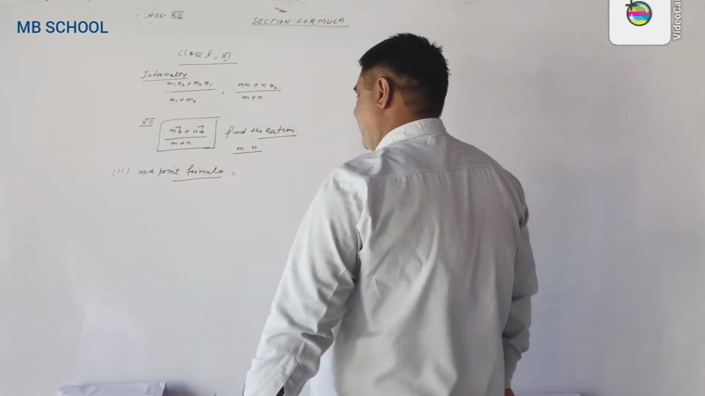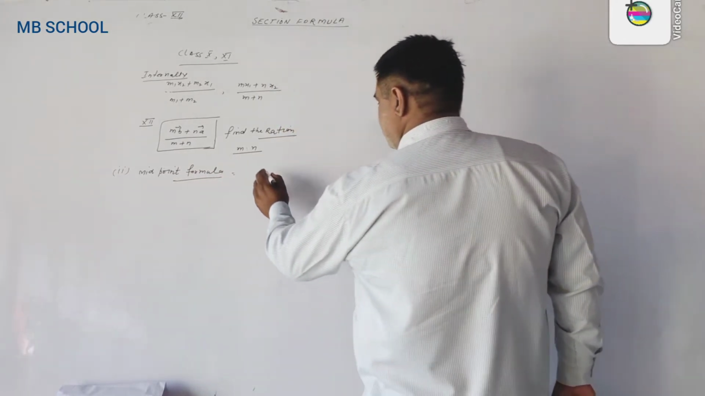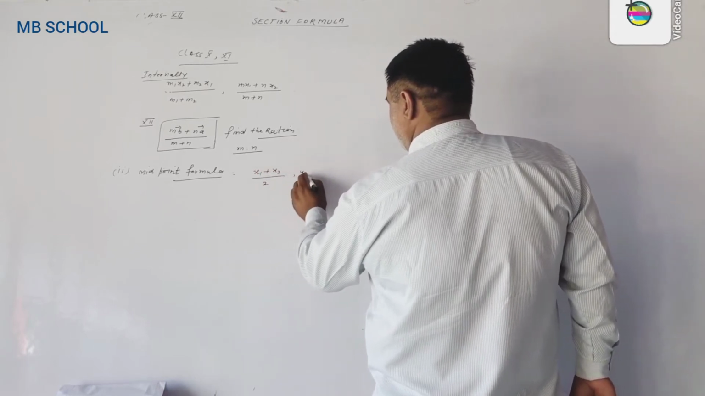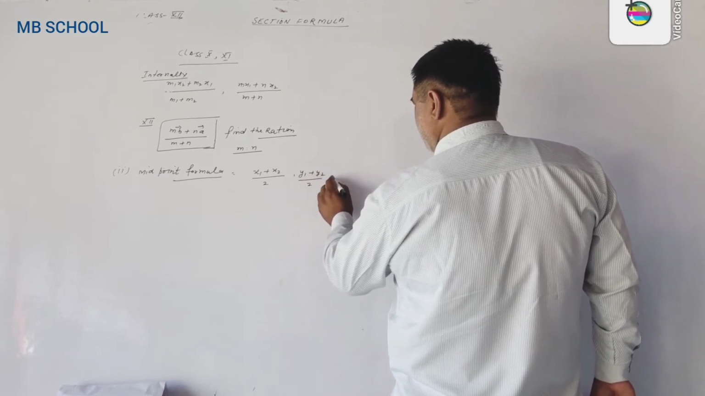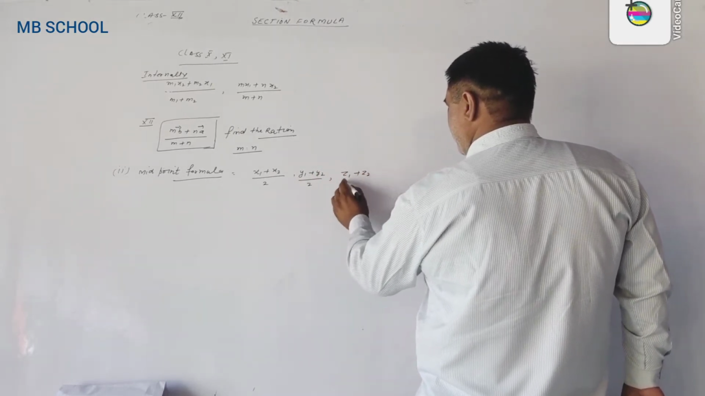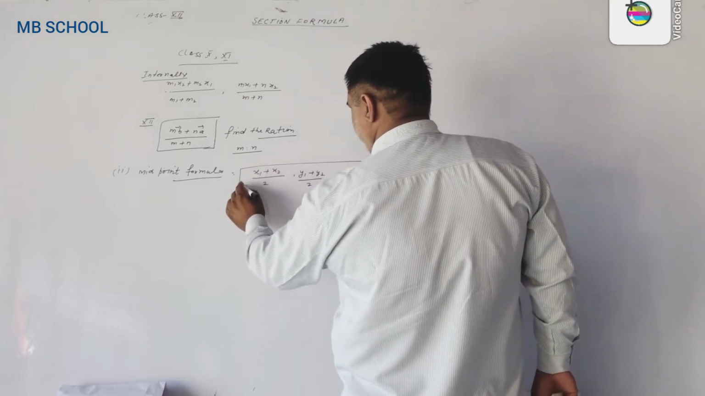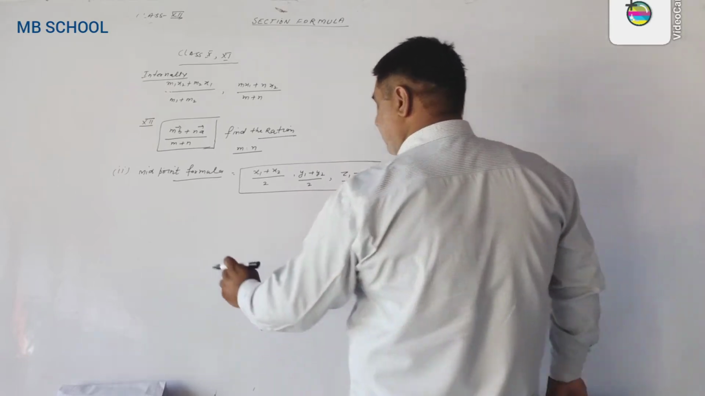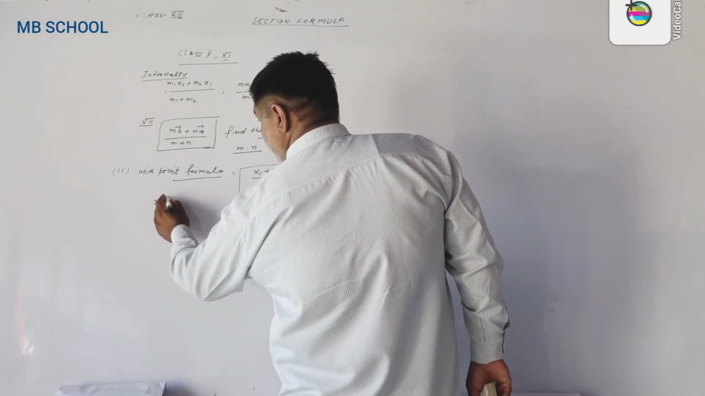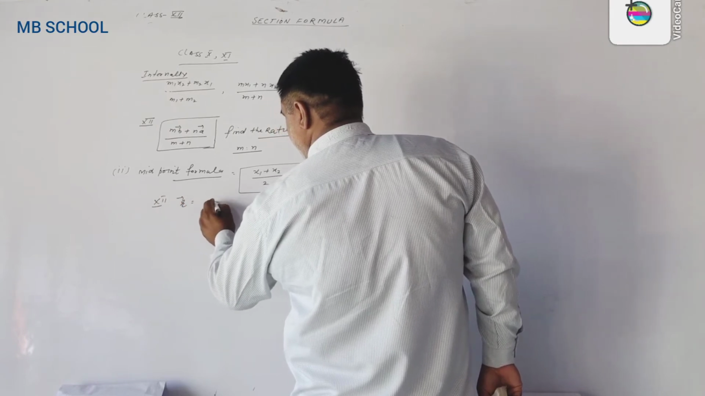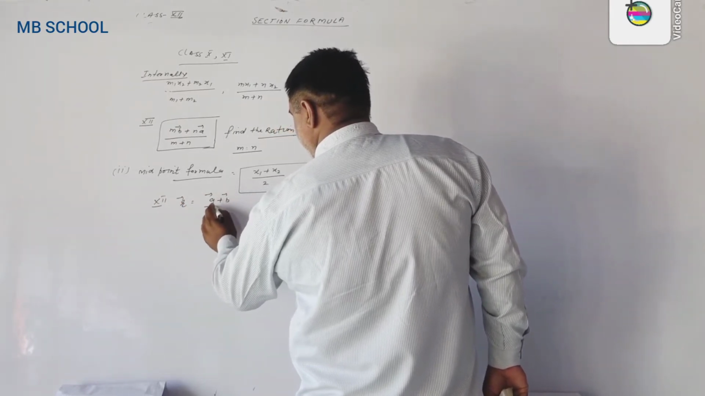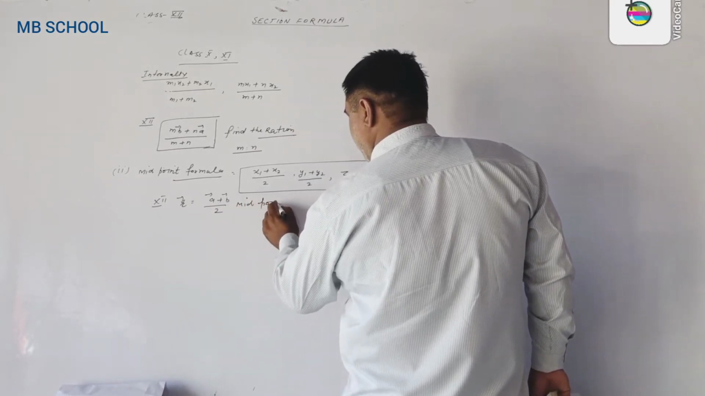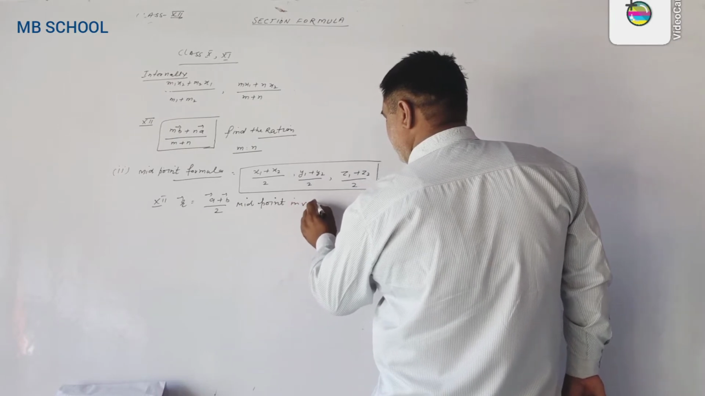We have discussed the midpoint formula in 10 plus 1. We find x1 plus x2 by 2, y1 plus y2 by 2, z1 plus z2 by 2. This is our midpoint formula in 10 plus 1. Now we have discussed the midpoint formula in 10 plus 2: vector r is equal to vector a plus vector b by 2. This is our midpoint formula in vector form.